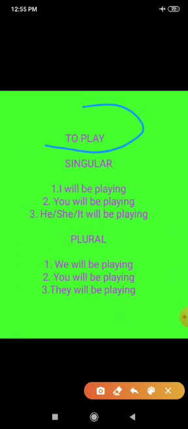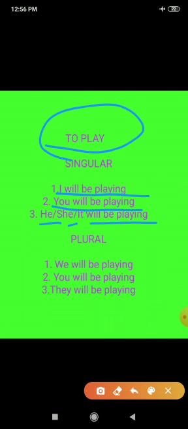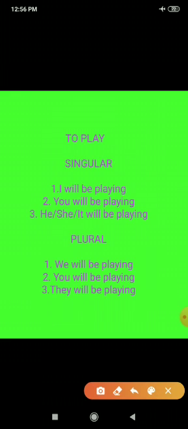Here we have an example of the verb to play. We said future continuous tense is used to express a continuous action in the future. I will be playing. You will be playing. He, she, and it will be playing. We will be playing, you will be playing, and they will be playing. Here we can see the helping verb will be.